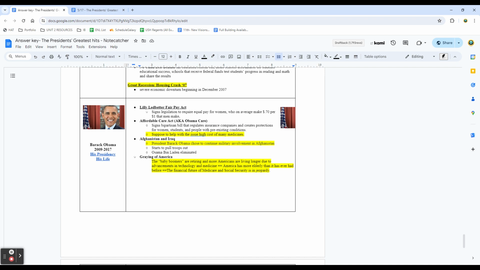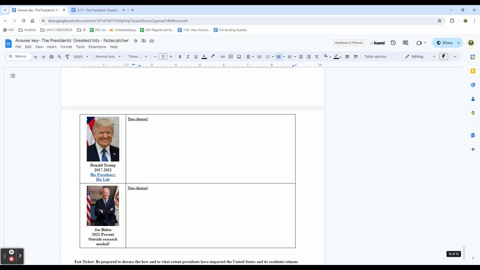There's also Obamacare, or the Affordable Care Act from 2010. This was a major health reform law expanding healthcare access and coverage. It sets up a private marketplace where vendors and insurance companies can sell insurance plans to the public as an alternative or a supplement to private insurance programs. For Donald Trump and Joe Biden, you should choose and do some research yourself.